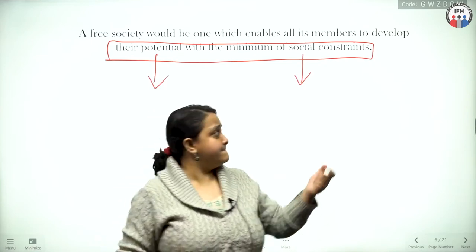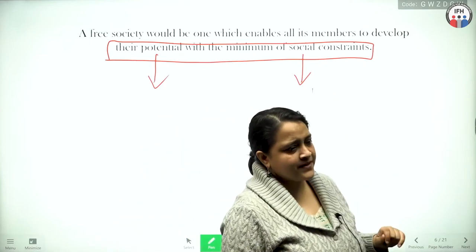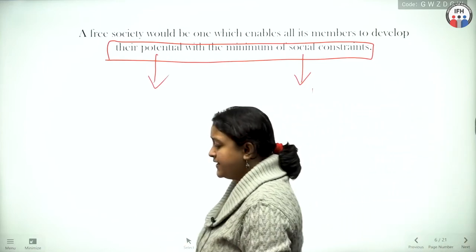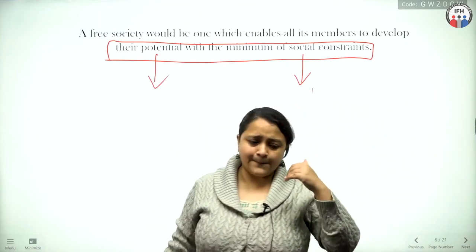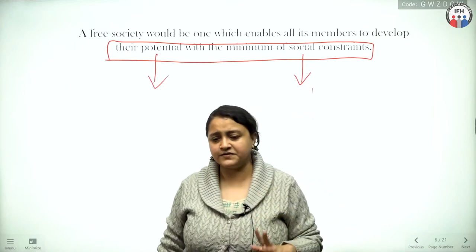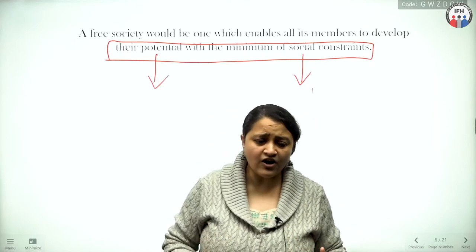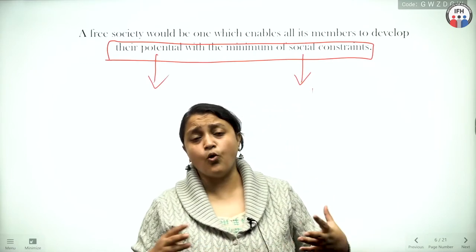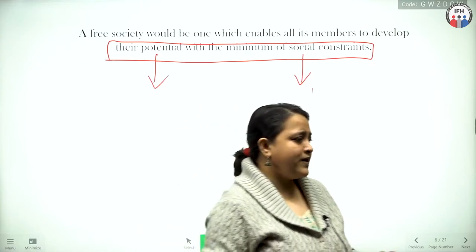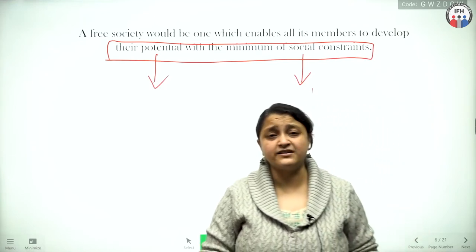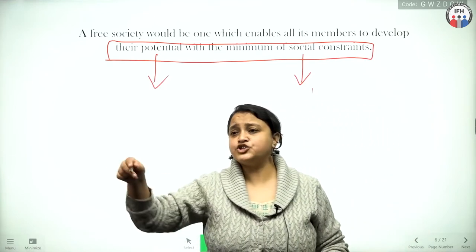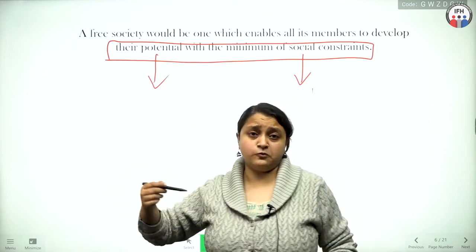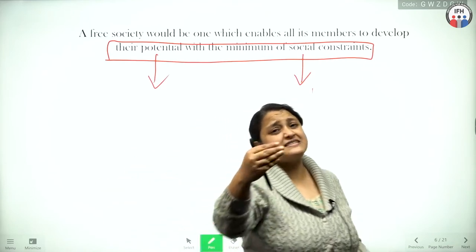When I'm saying minimum social constraints, I just mentioned that society always has constraints, right? And it is up to us at the end of the day to figure out what kind of constraints is okay for us. Whether we are going to accept a constraint by tradition, which says that this has only been done by girls and this has only been done by boys. Do we accept that constraint?